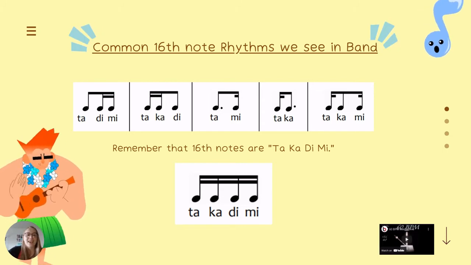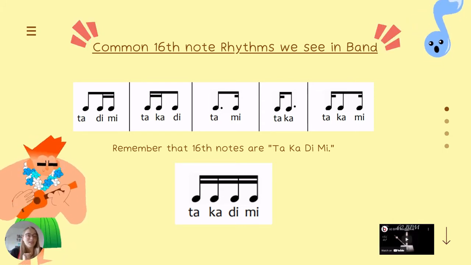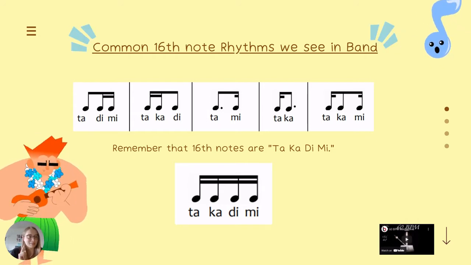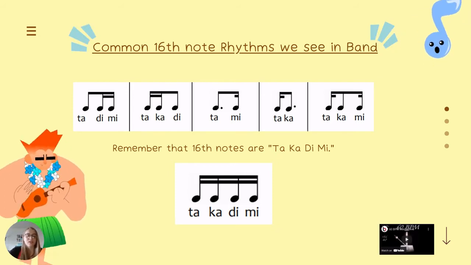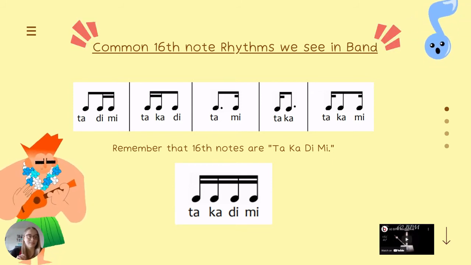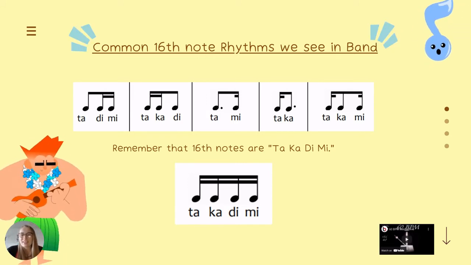Great. And this last one is my favorite. How many here are we missing? We're missing one, and it's in the middle. So this is different than the others. So we're going to be missing the Di syllable here. And it's going to sound like TaKaDiMi. TaKaDiMi. Ready? Here we go. 3, 4. TaKaDiMi, TaKaDiMi, TaKaDiMi, TaKaDiMi. Great job. Let's continue, guys.